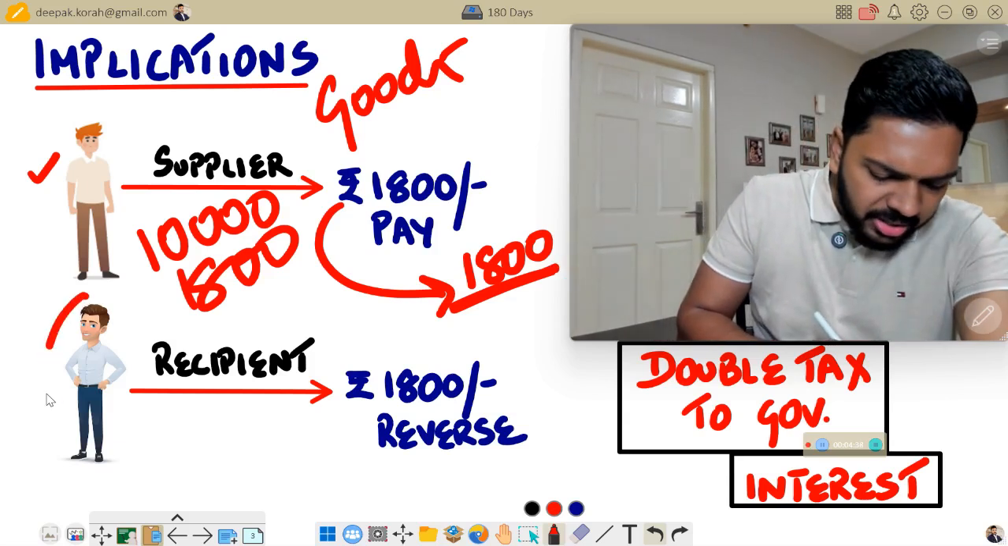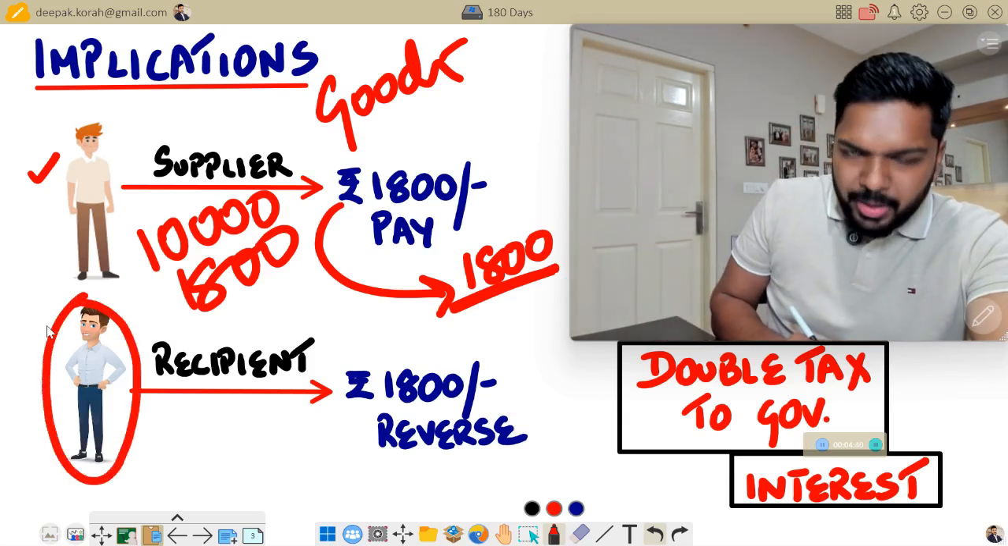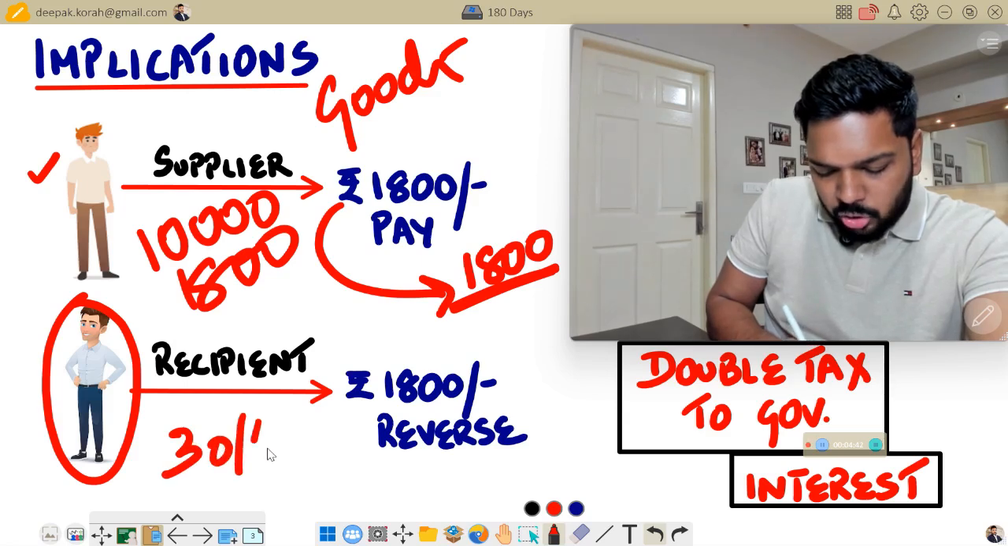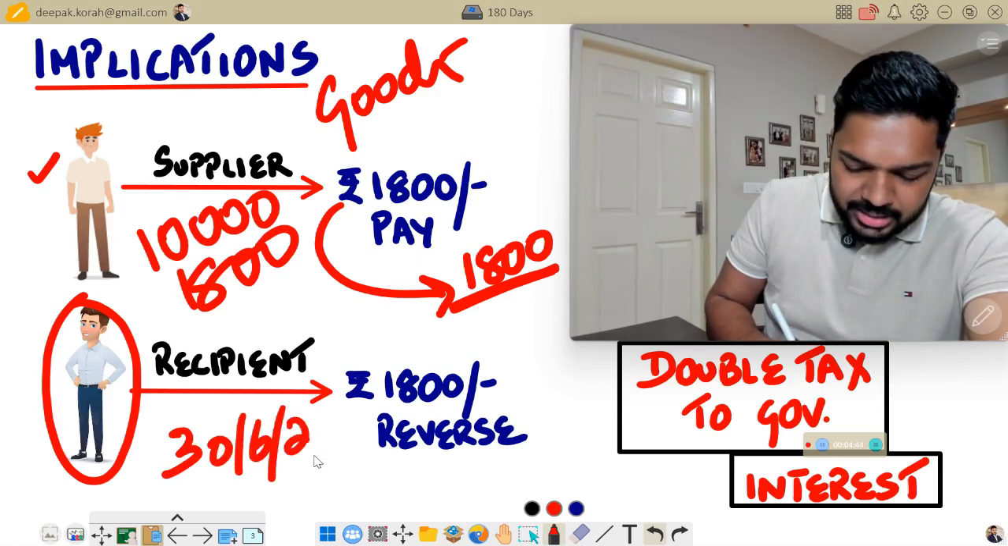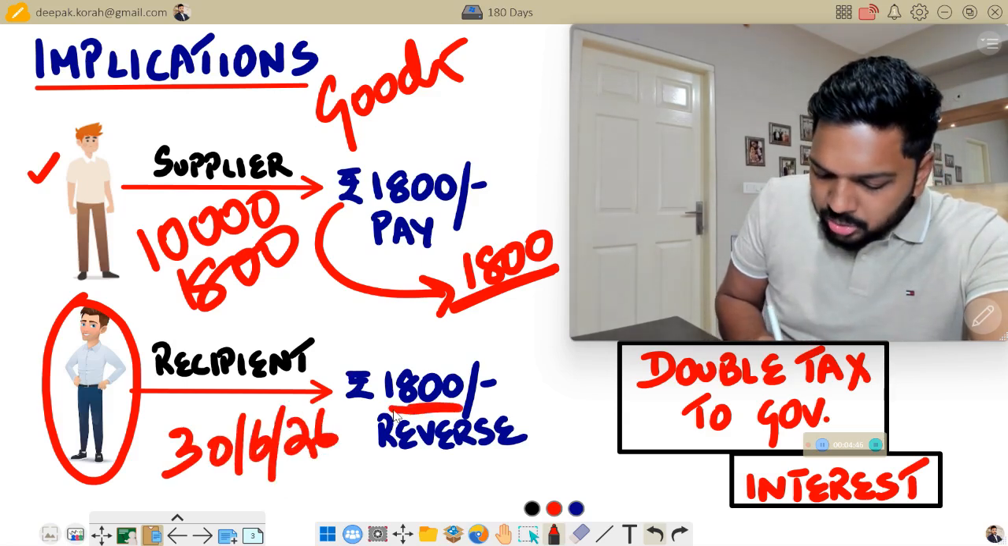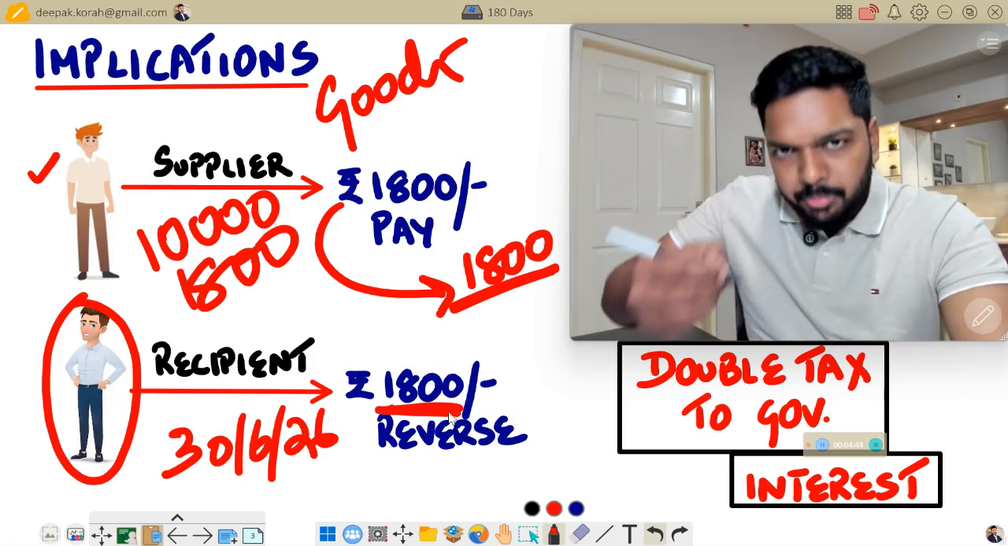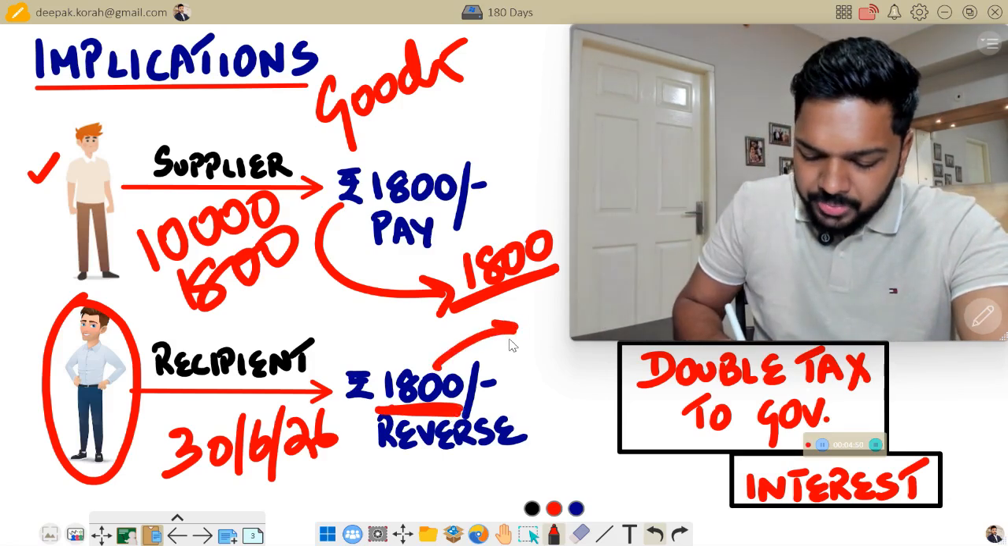And as far as the recipient is concerned, since he has not made a payment on or before 30th of June 26, that is the expiry of 180 days, he has got to reverse this 1,800 rupees from the input tax credit pool and pay to the government.